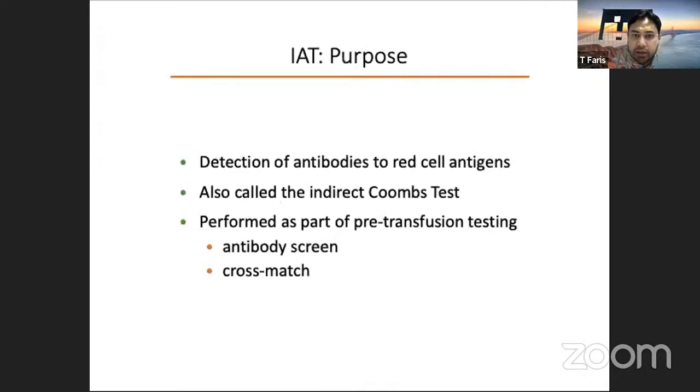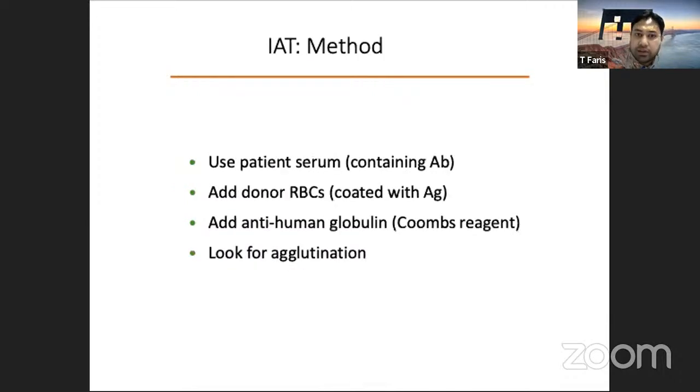IAT is the indirect Coombs test. We perform it as part of the pre-transfusion testing, for cross-matching or antibody screening before you do the transfusion, maybe before you do any transplantation. This is one of the things that we perform in the lab.